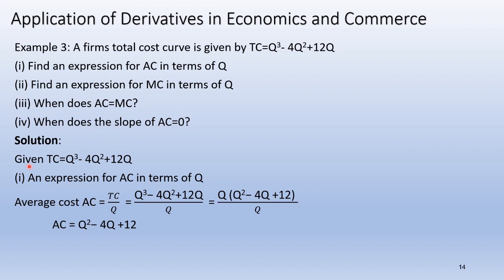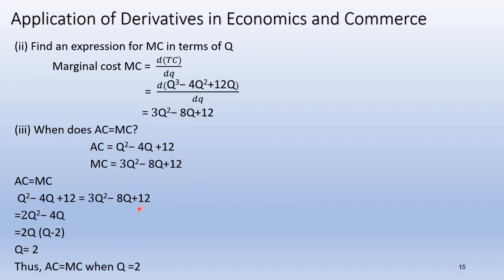Solution. Given TC is equal to Q cube minus 4Q square plus 12Q. An expression for AC in terms of Q. Average cost AC is equal to TC by Q, which is Q cube minus 4Q square plus 12Q whole divided by Q. We get this. AC is equal to Q square minus 4Q plus 12. Find an expression for MC in terms of Q. Marginal cost is d of TC by dQ. Substituting the value of TC and differentiating, we get this.